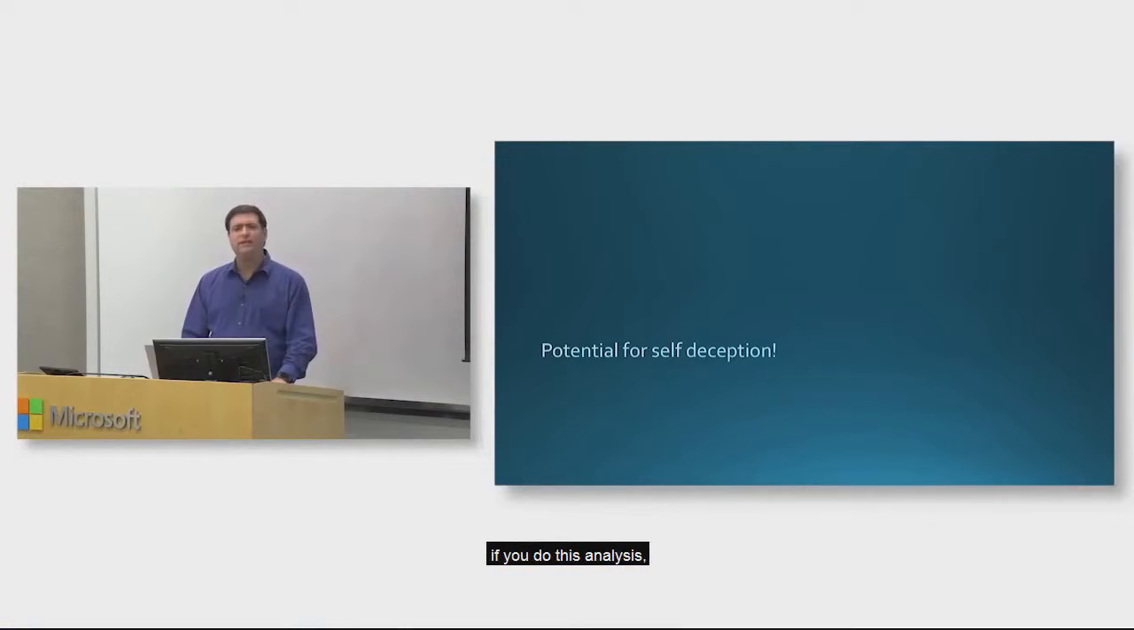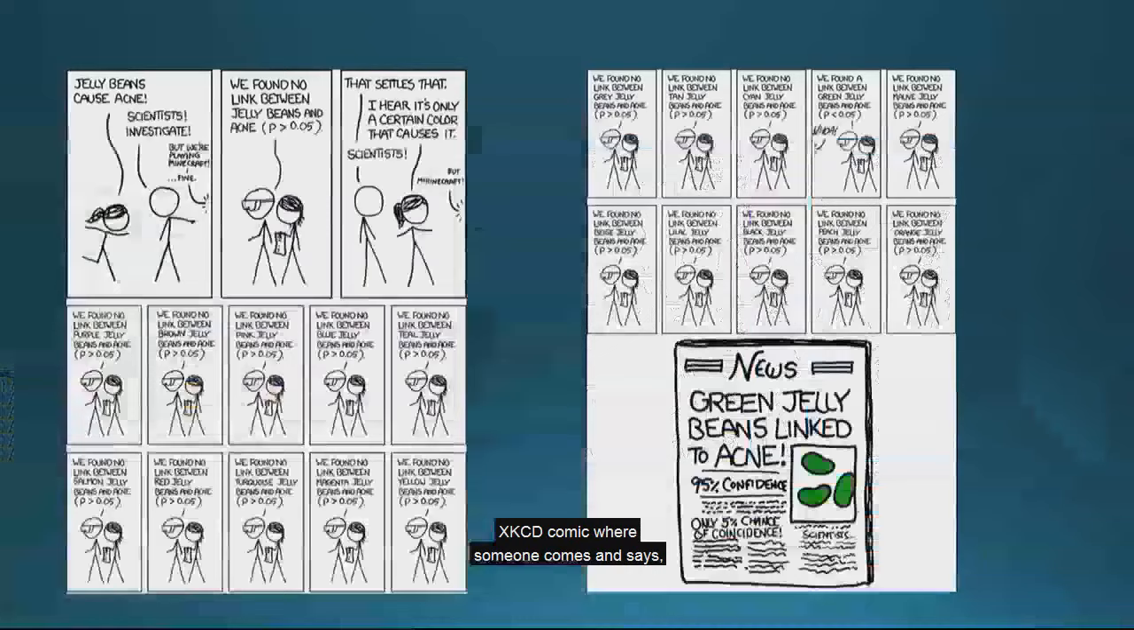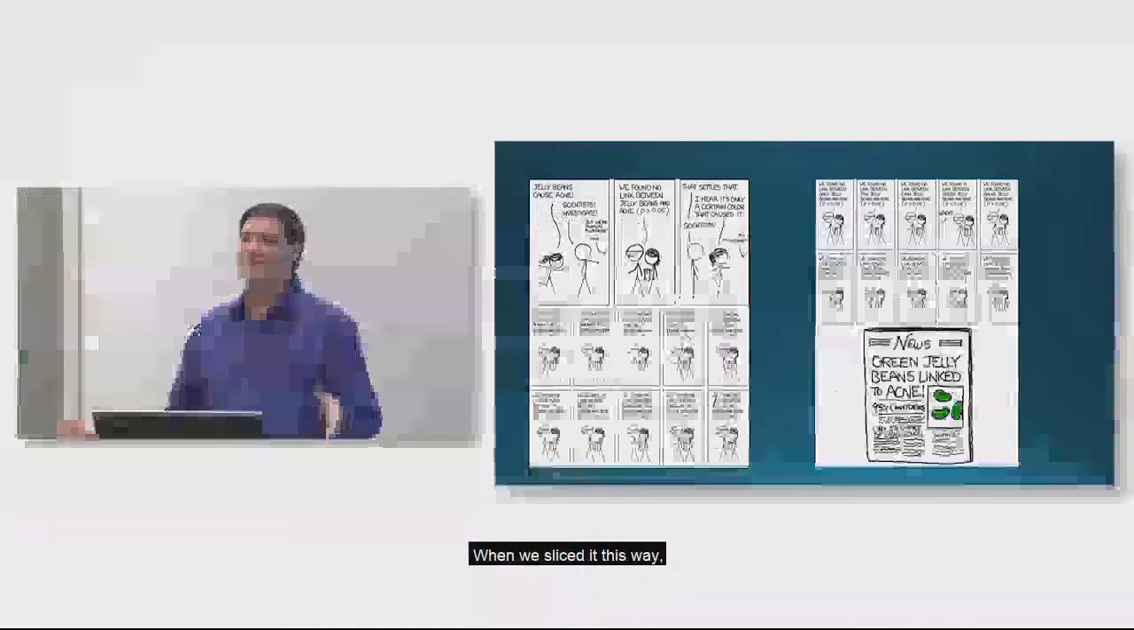So this is a great example from an XKCD comic, where someone comes and says, I think that there's a link between jelly beans and acne. But when they do that analysis, it turns out that there wasn't any link. But then they say, well, maybe it's only a certain color. Let's try purple jelly beans. Let's try red jelly beans. And they keep on trying different kinds of jelly beans until, lo and behold, one of these green jelly beans right here, wow, there's a significant result there. When we sliced it this way, we got different results. So what do they do? Oh, this is sensational. Let's publish this.